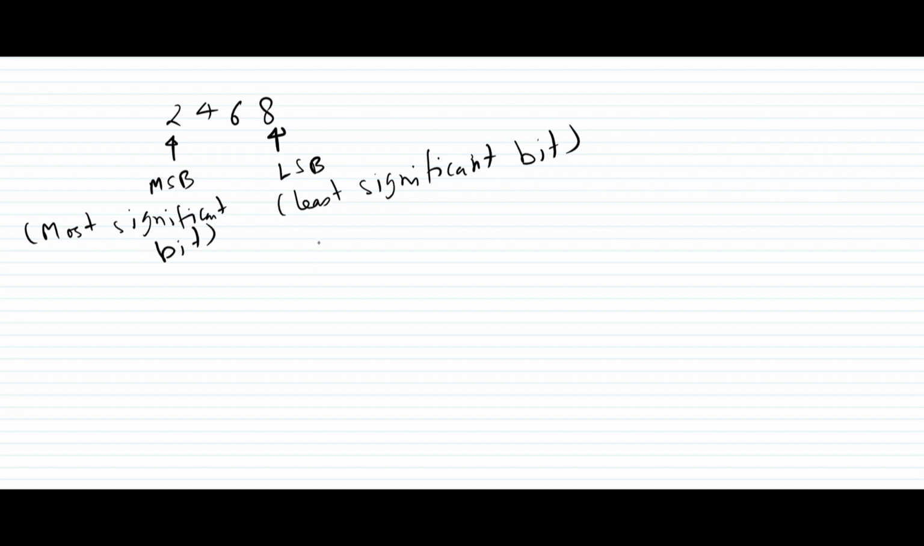And why do we call it least significant and most significant? Because this 8 contributes only 8. Suppose this is in base 10, then this 8 contributes overall 8 into 10 raised to power 0, which is nothing but 8 only. But this 2 contributes 2 into 10 raised to power 3, that is 2000. So this is contributing maximum to this whole number. So we call this the most significant bit and this the least significant bit.